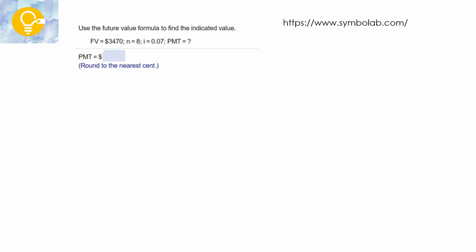This one asks us to use the future value formula to find the indicated value. For this one, we need to find the payment. So this is the formula we're going to use. How do I know that it's the original formula? Let's look at what they're giving us. They're giving us a future value, N, and I. They're not saying monthly, they're not saying a percent, anything like that. So I know I have to use the original formula.